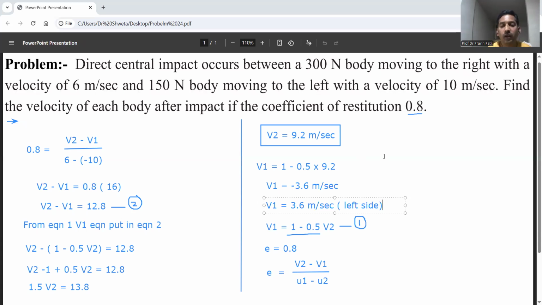So this is your final answer. We needed to find the final velocity after impact of the first body and the second body. The first body is 3.6 meter per second, moving left side, and the second body moves right side with V2 of 9.2 meter per second. This is your final answer.